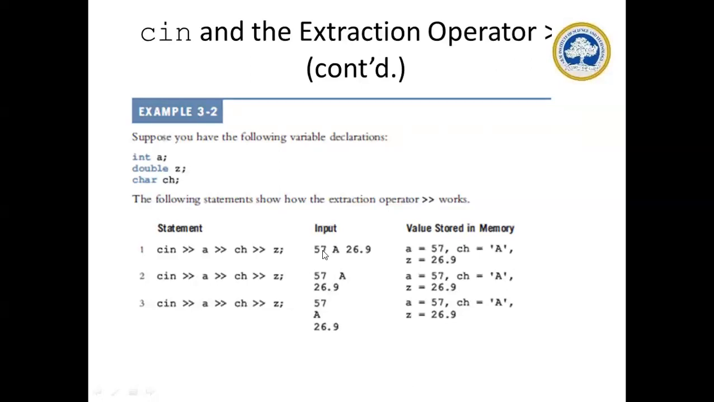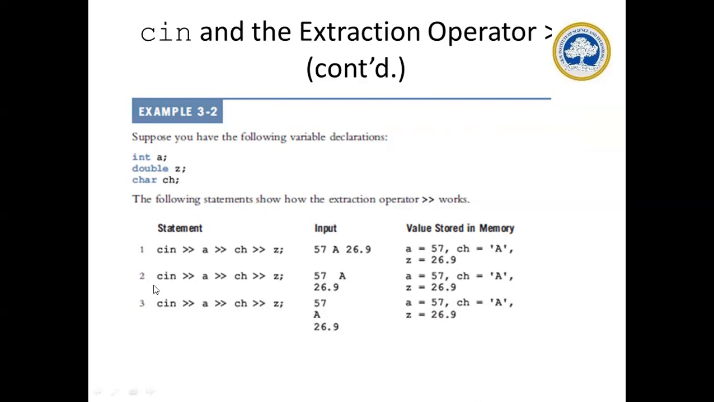The 57 will be stored into the variable a, and with the help of the space, the compiler identifies that the next value begins. So the character A will be stored into the variable ch. Again, finding a space, the compiler identifies the next value, so 26.9 will be stored into the variable z.